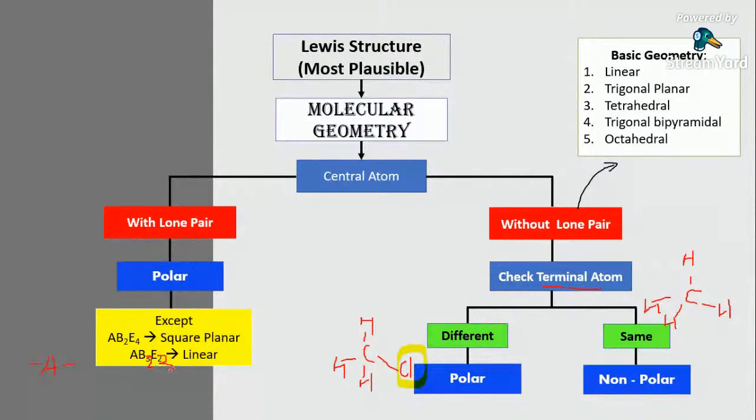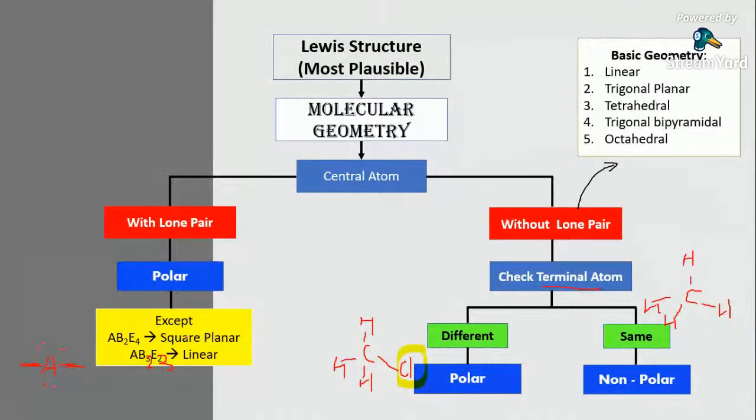AB2E3: 2 bonding pairs and 3 lone pairs. Check, AB2, 2 bonding pairs, so this is linear. Left and right cancel, because when we determine polarity we do not check the lone pairs, we just check the bonding pairs. Linear, left and right cancel.